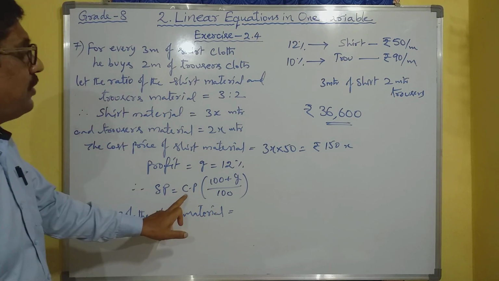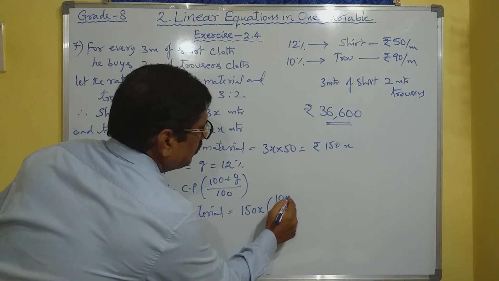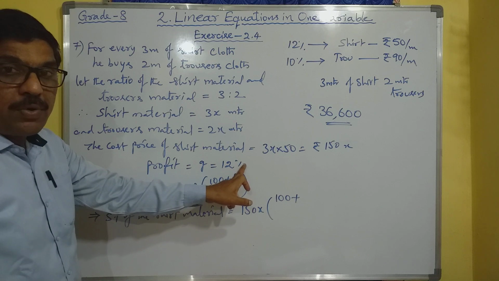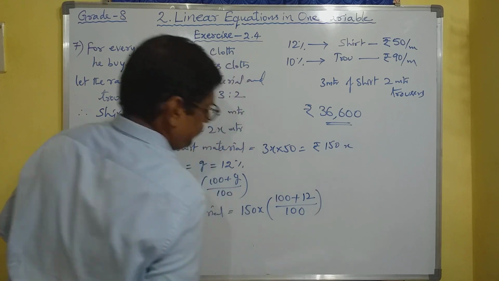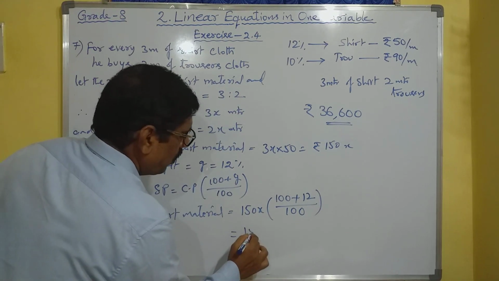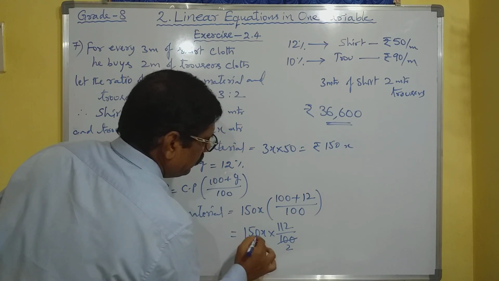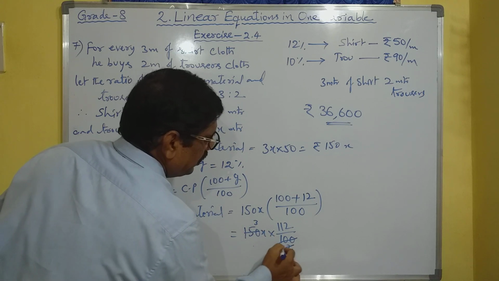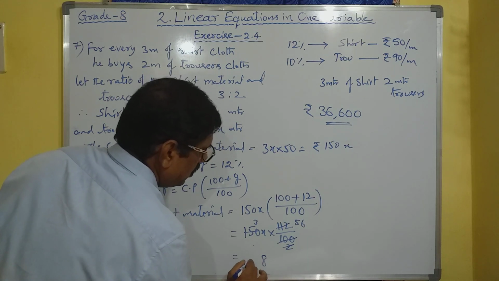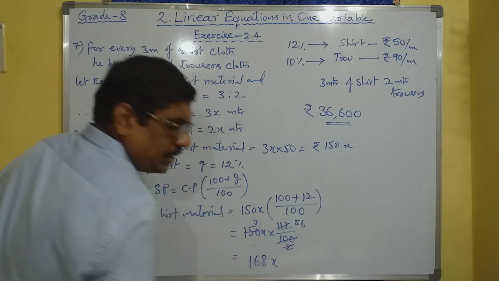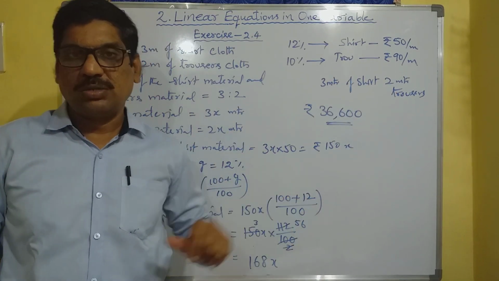is equal to, what is the CP? CP of the shirt cloth is 150x into (100 plus G) by 100. He has given the profit on the shirt material is 12%. So 150x into 112 by 100. So 52s are 2s and 53s are 3s, 2 56 here. We get 168x. This 168x is the selling price of the shirt material.